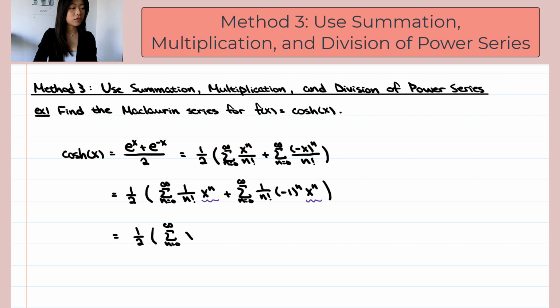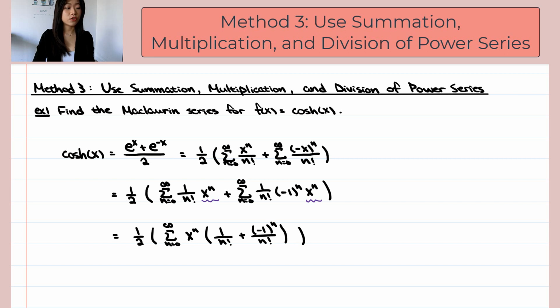I factor out the x to the power of n, then I'm left with 1 over n factorial plus negative 1 to the power of n divided by n factorial. For the terms in the bracket, you can notice that if n is odd, then we have 1 over n factorial minus 1 over n factorial. But if n is even, then we get 1 over n factorial plus 1 over n factorial. So the only non-zero term is when n is even. And when n is even, then the terms in the bracket equal 2 over n factorial.